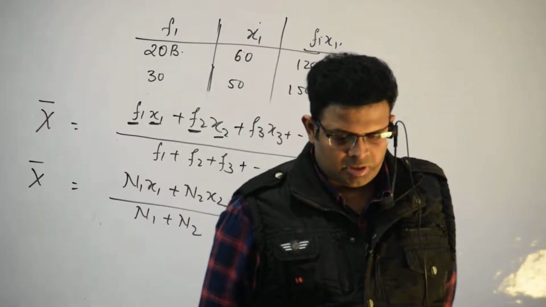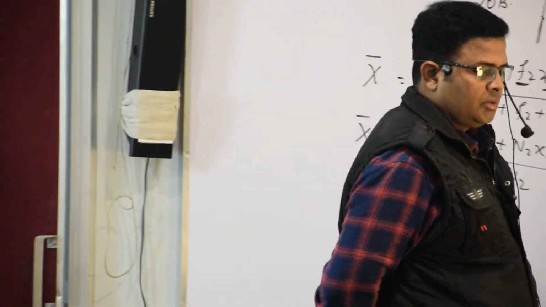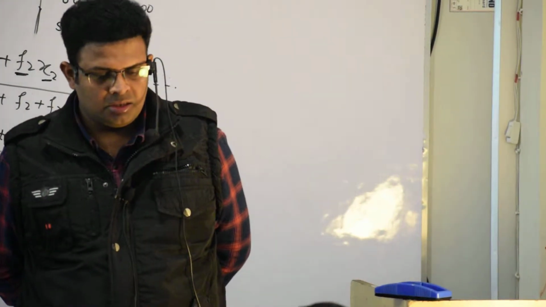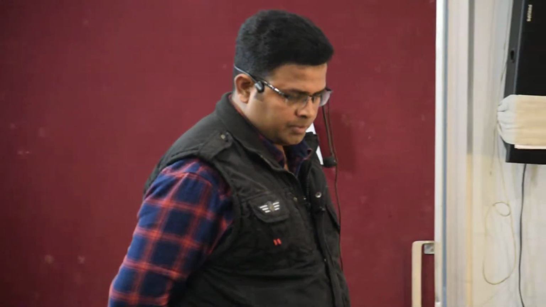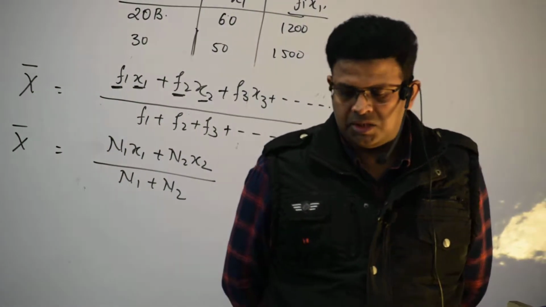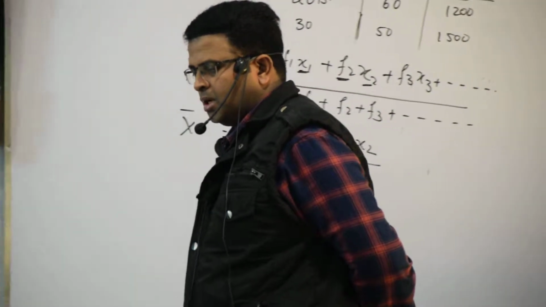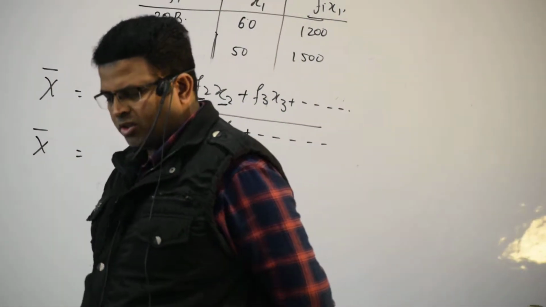In a class there are 60 boys and their average score is 50, and there are 40 girls and their average score is 80. Then find out the average of the class.